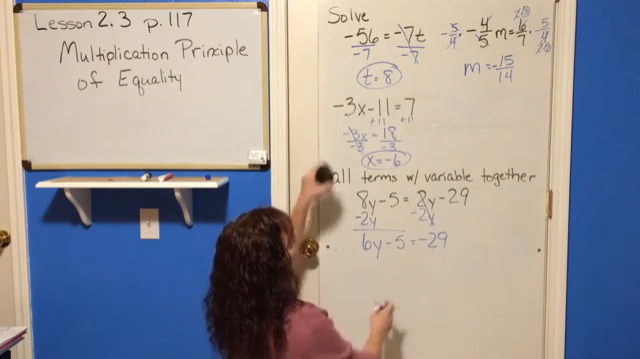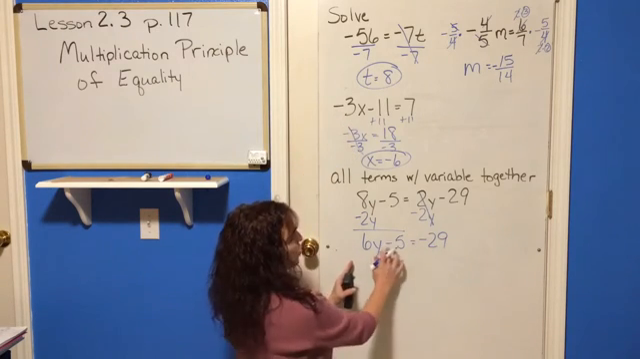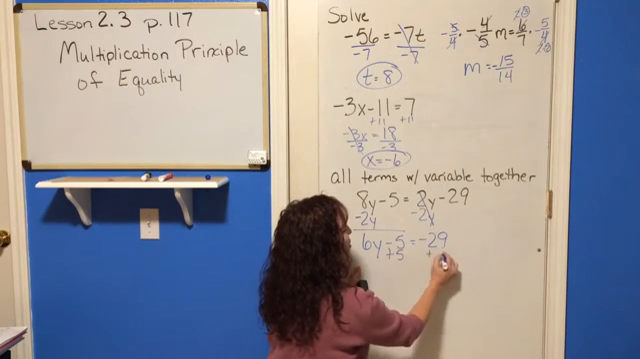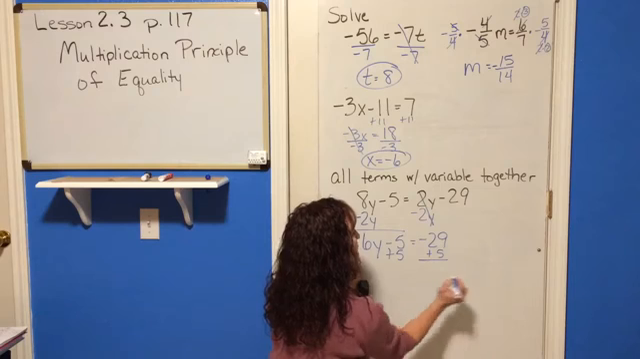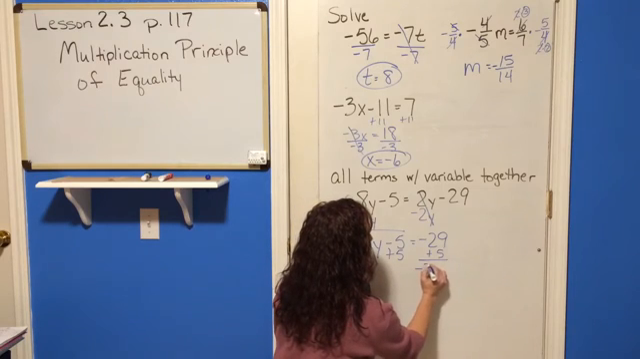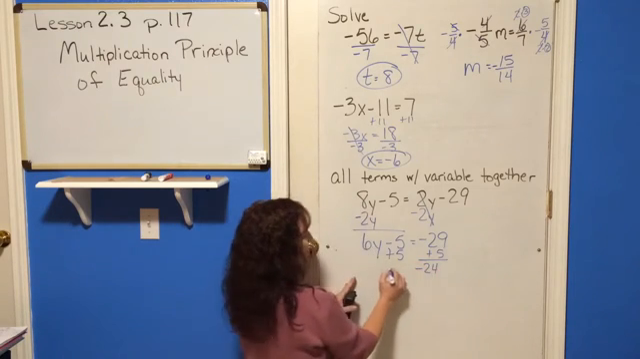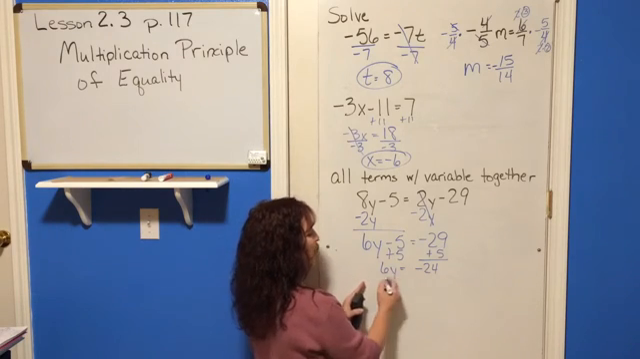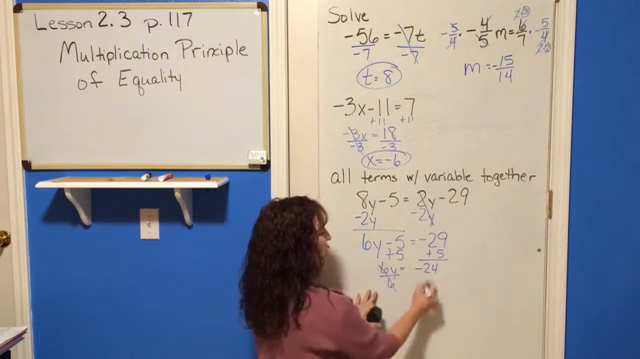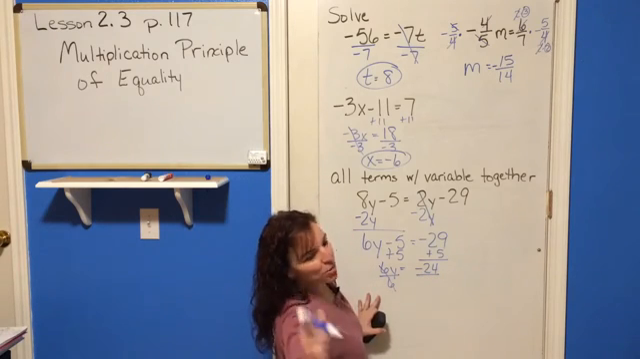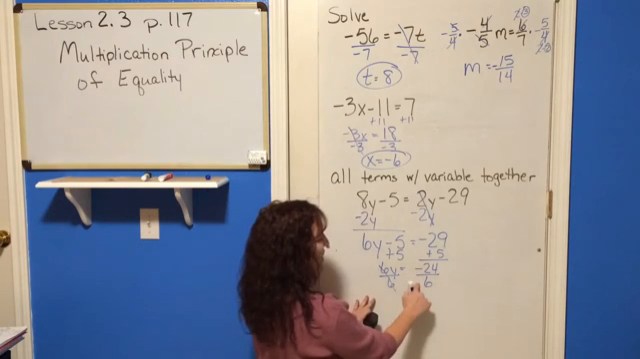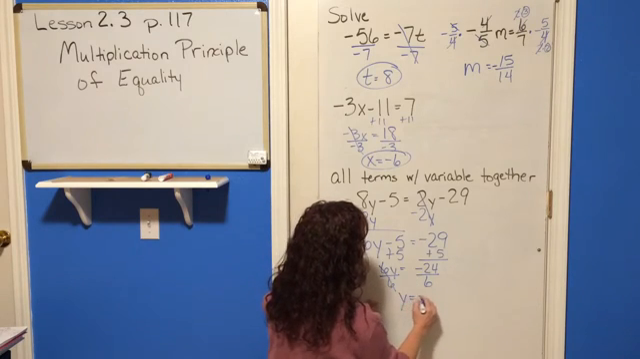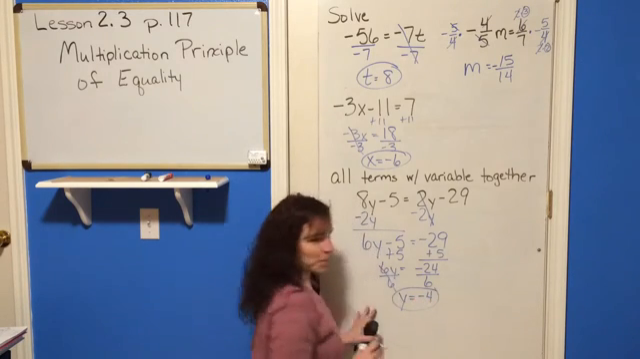So now this is a problem that looks just like this. The subtracting 5 came last, so you're going to add 5 to get it to the other side. And so negative 29 is going to be negative 24 now, right? Yes. And then 6y equals negative 24. It's multiplied, so you're going to divide to undo. So you have to divide, same thing on both sides. And negative divided by a positive is a negative, so y equals negative 4.